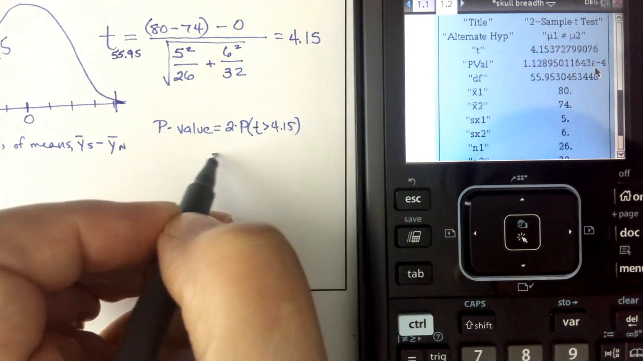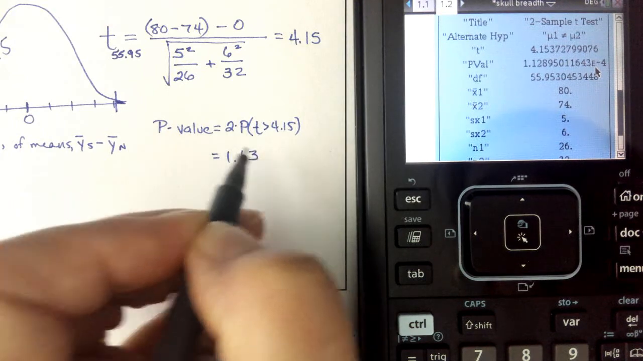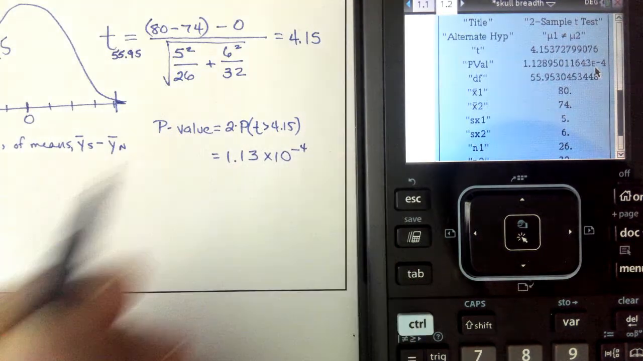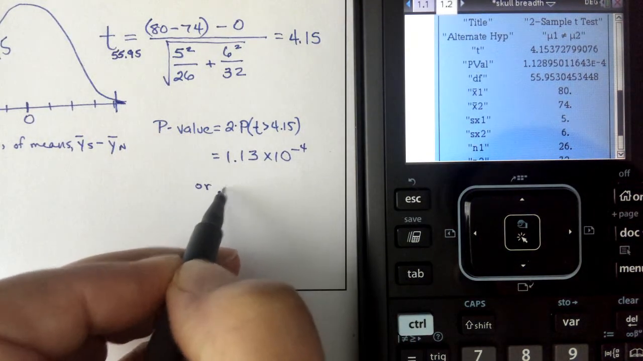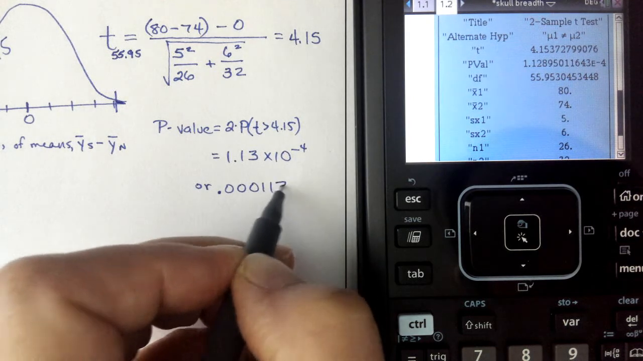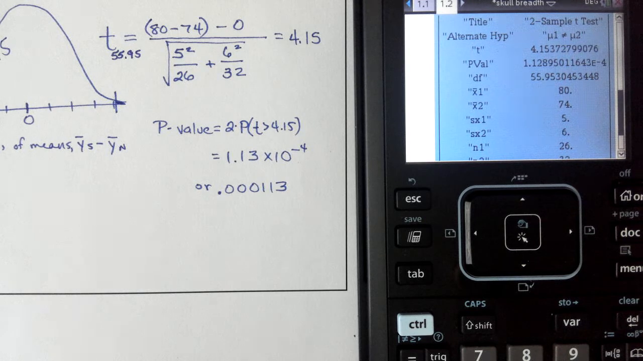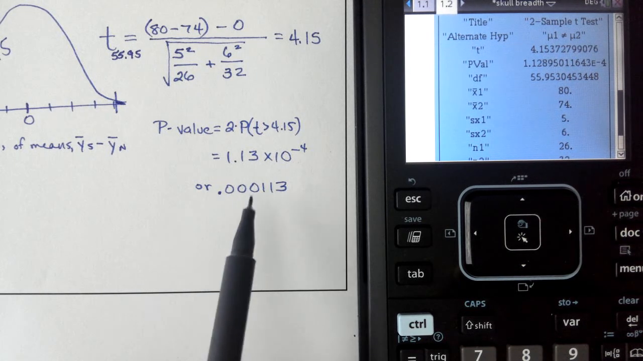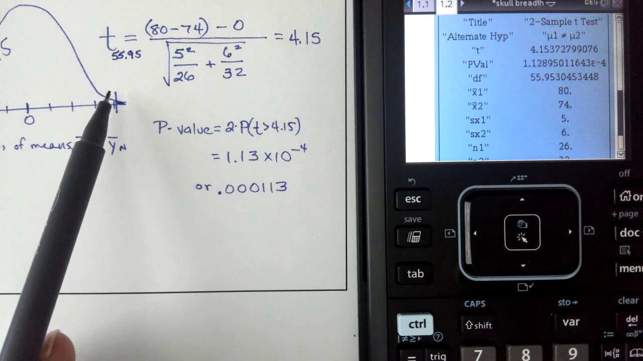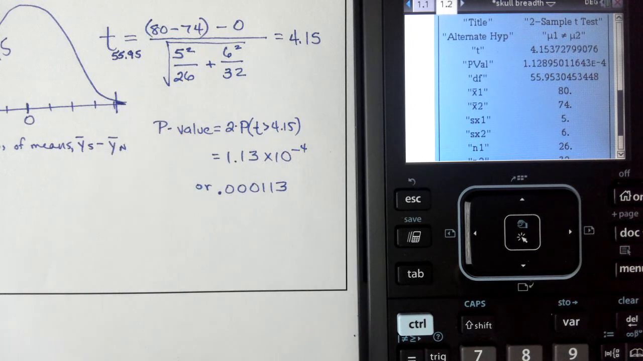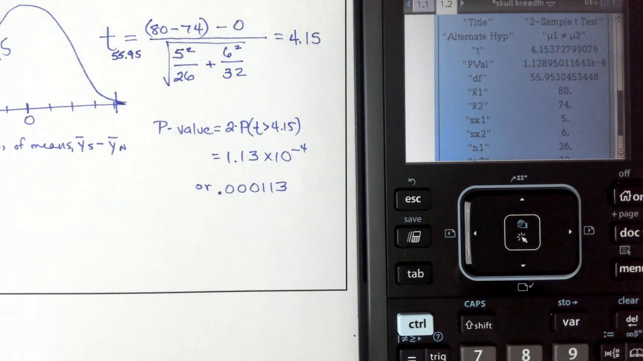So this is equal to 1.13-ish times 10 to the negative 4th, or you could write 0.000113 if you'd rather do standard notation. Alright, that's really small. It's nearly impossible to get a sample that extreme if the null is really true. So we're going to reject the null that says the two groups are the same. They do not appear to be the same.